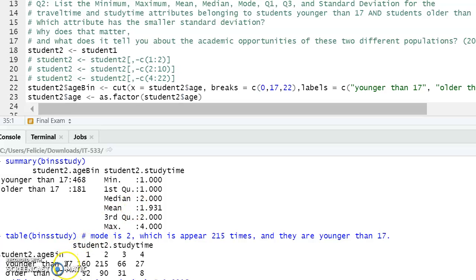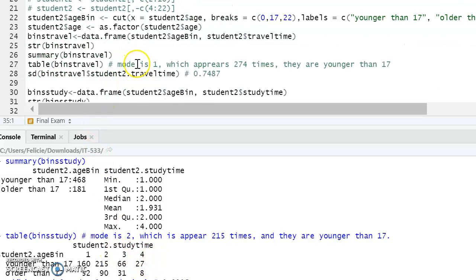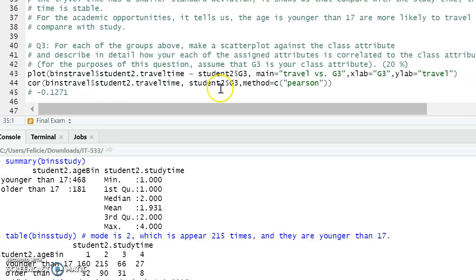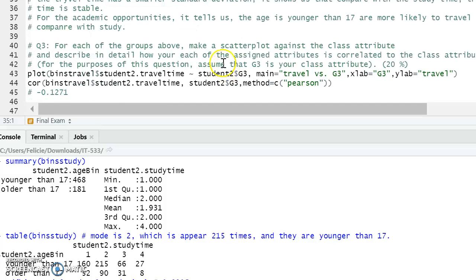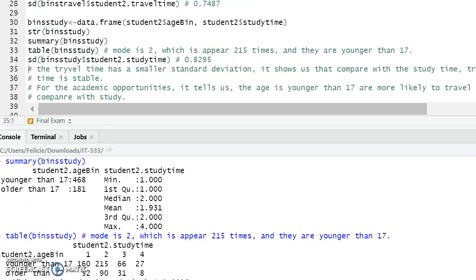However, comparing younger than 17 and older than 17, younger than 17 has a smaller standard deviation for the travel time for the students. They have a smaller standard deviation compared with the study time. So it means travel time is pretty stable and the study time fluctuates more.